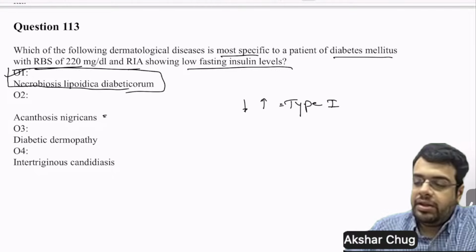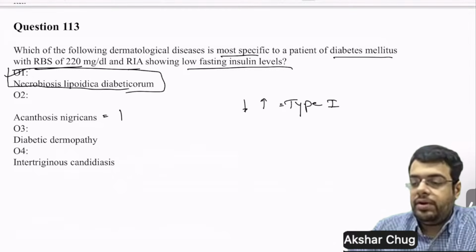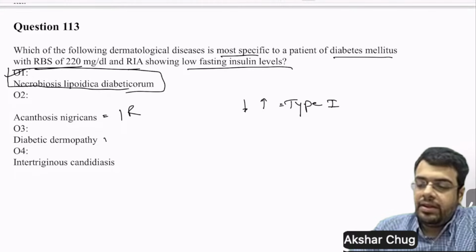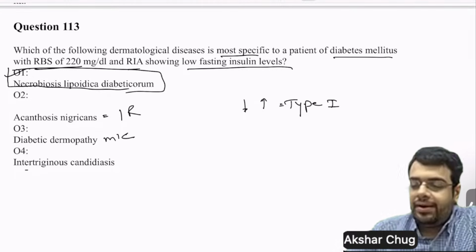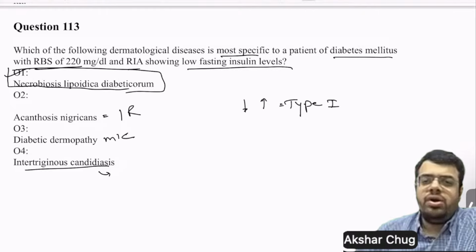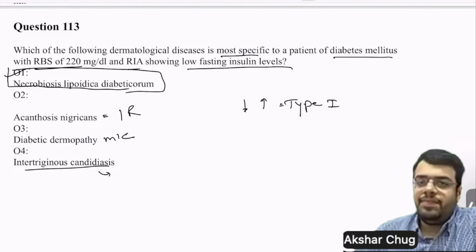Acanthosis is a problem of insulin resistance, so it is seen in type 2 diabetes. Diabetic dermopathy is the most common finding. And intertriginous candidiasis is also seen in immunocompromised patients or uncontrolled glucose. So the most specific would be option A.